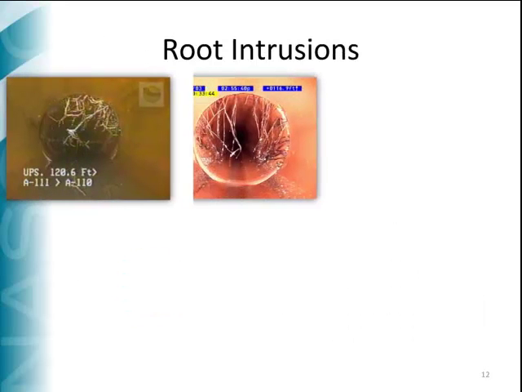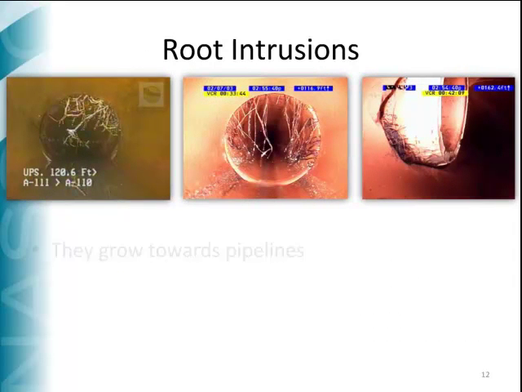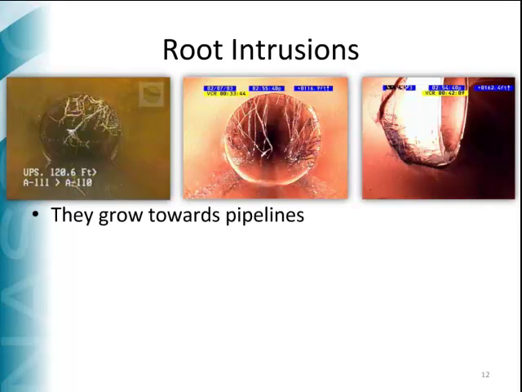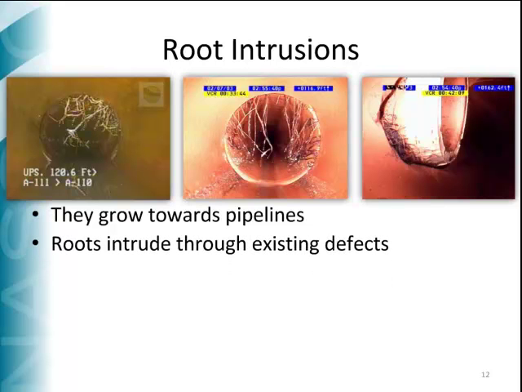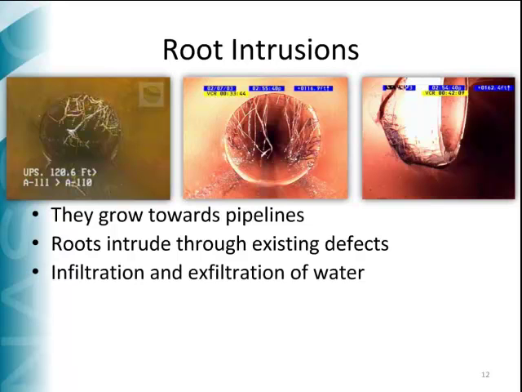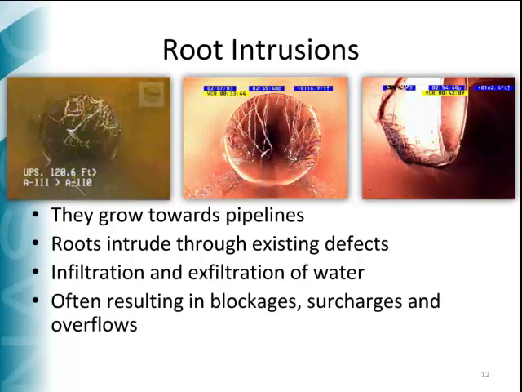Root growth. Due to the less consolidated nature of the pipe surrounding soil in trenches, roots always tend to grow towards pipelines. When roots reach the pipe structure, they expand and intrude through the points of least resistance, which are often defects in the pipe. The infiltration and exfiltration of water puts fertilizer in the surrounding soil, accelerating root growth towards the pipeline. The subsequent root growth inside the pipeline generates blockages, surcharges, and overflows.